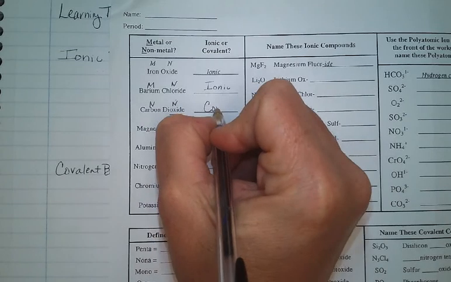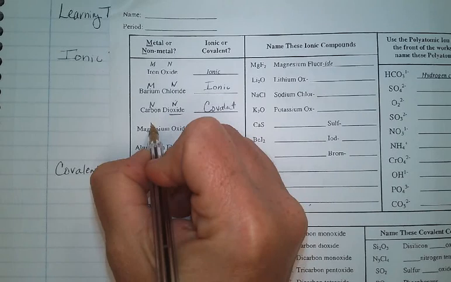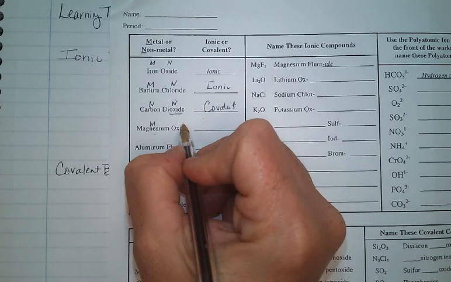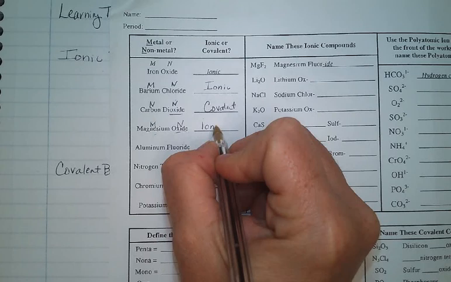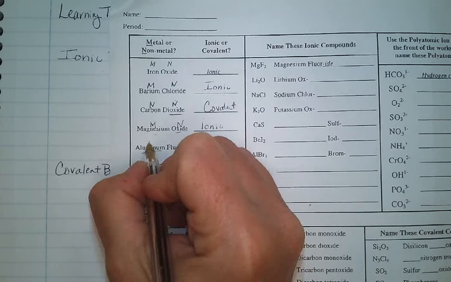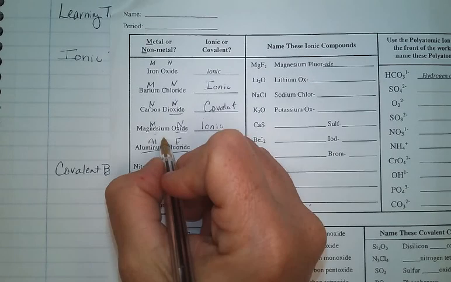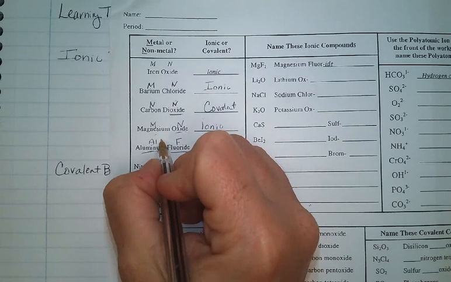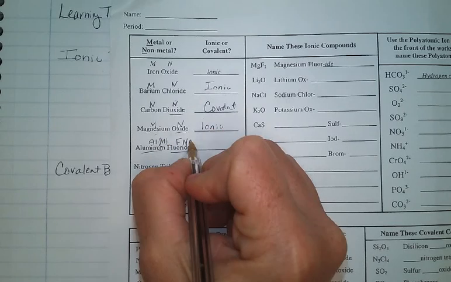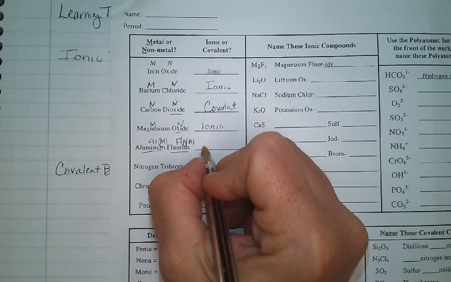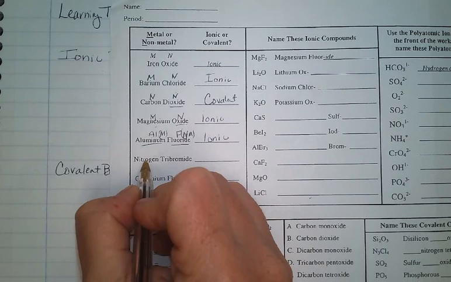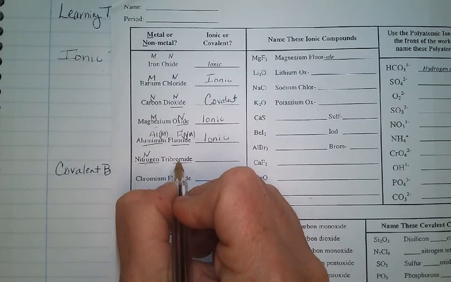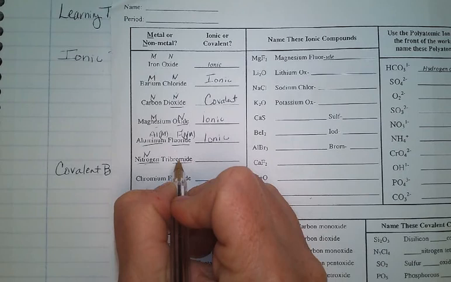Magnesium oxide. Magnesium is a metal because it is in family 2. Oxide, remember that's oxygen, that's your non-metal, and that is ionic. Aluminum fluoride. Aluminum's a metal. Fluoride comes from fluorine, that is a nonmetal. So metal, nonmetal, this is going to be ionic. Nitrogen tribromide. So let's get our elements out of here. Nitrogen and bromine. Nitrogen's a nonmetal, bromine is a nonmetal. That's going to be covalent.